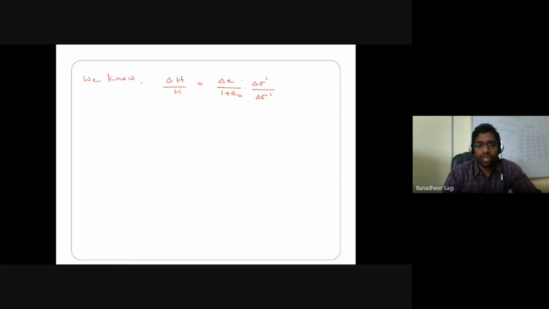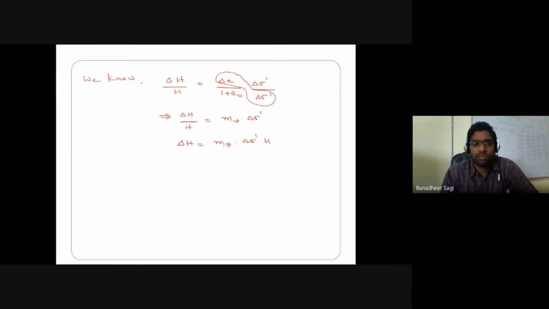Now if you look here, delta e by delta sigma dash is nothing but what we write as av, and av by 1 plus e naught is what we write as mv. So I can now directly write delta H by H equal to mv into delta sigma dash. That is what I have. Now I'm rewriting this same expression: delta H is equal to mv into delta sigma dash into H, where H is the height of your soil sample and delta H is the change in height of the soil sample.